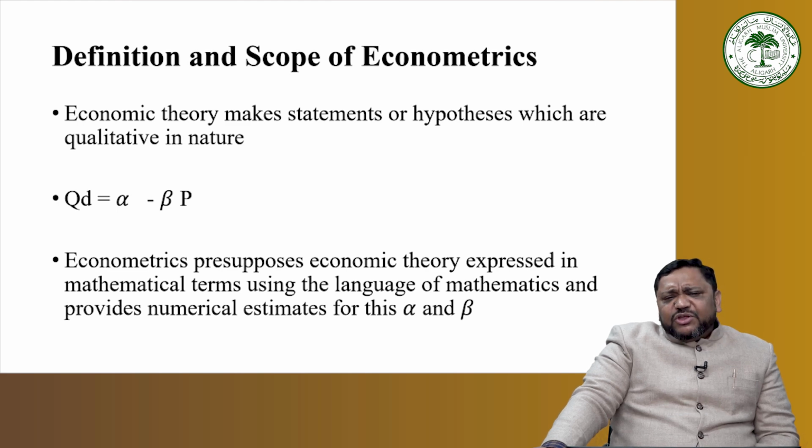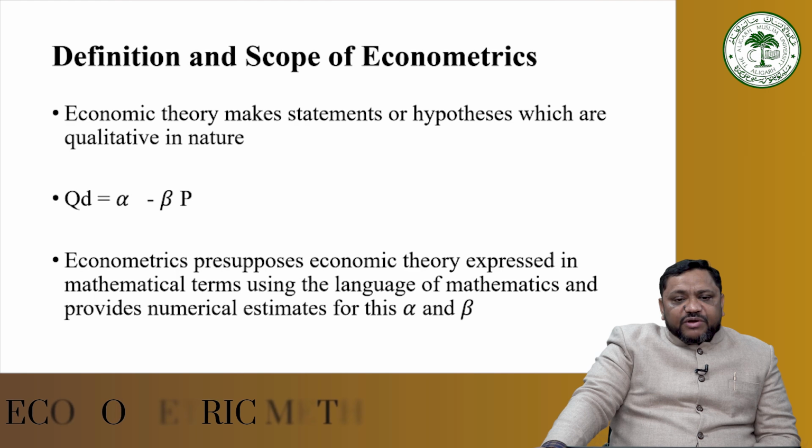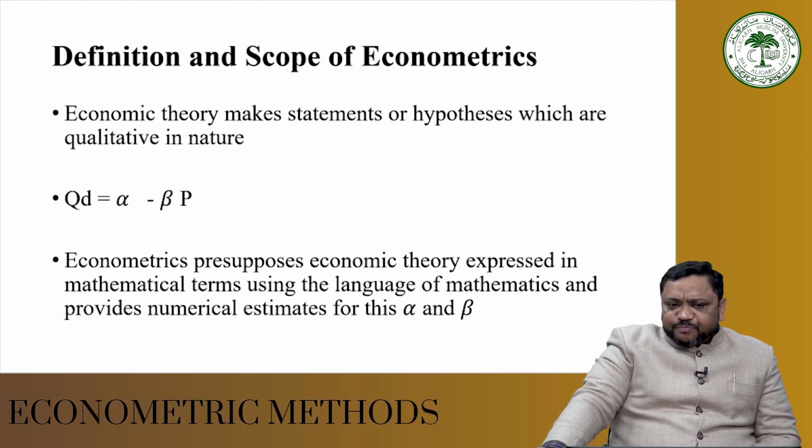Now, economic theory makes statements or hypotheses which are qualitative in nature. For example, from microeconomic theory, we know that price and quantity are inversely related. But economic theory tells us nothing about the numerical measure of this relationship. It is an econometrician who provides a numerical measure of the relationship between variables. That is, econometrics provides empirical content to economic theory.